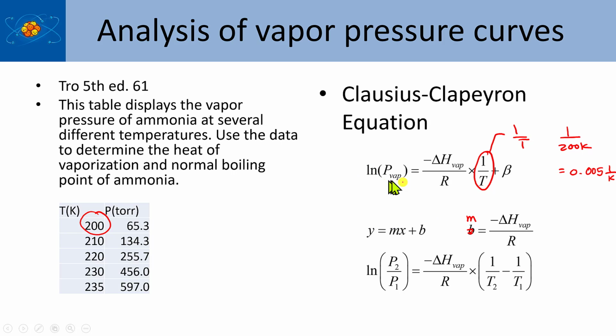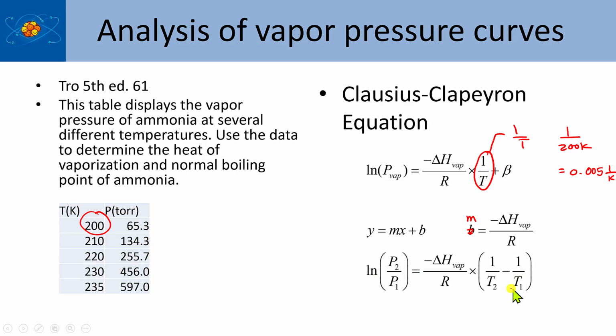There's another form of this same equation, and this is known as the 2-point version of the equation. I give slightly different views of these equations. They're the same equation that the book uses, but I prefer these formats. It's the natural log of the pressure at one temperature divided by the pressure at another temperature is equal to negative delta H of vaporization divided by R again, times 1 over T2 minus 1 over T1.